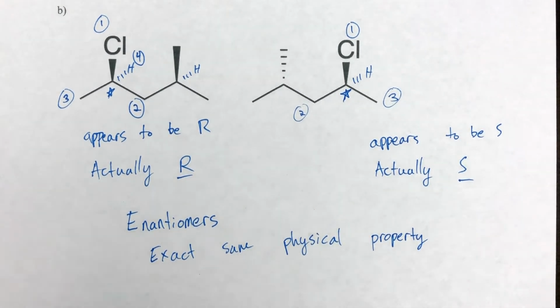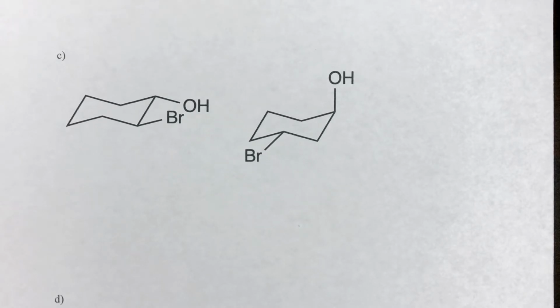Now, for diastereomers, it is more often the case that they will have different physical properties like melting point, boiling point, things like this, so they're easier to detect. And then, of course, structural isomers will have different features because those are totally different molecules. They have different connectivity. All right, let's take a look at the next set of questions here.